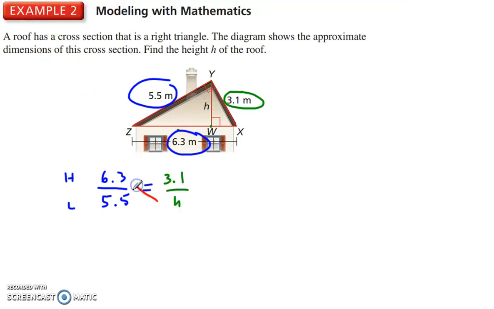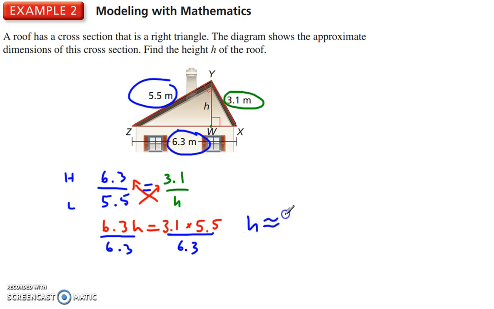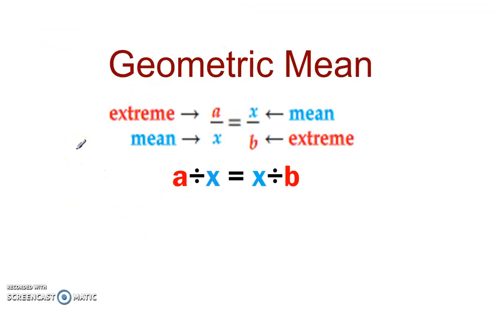Now I can cross multiply to solve this, and then I get 6.3h is equal to 3.1 times 5.5. Then we divide each side by 6.3. We type it into our calculator, and we get a height of approximately 2.7 meters.